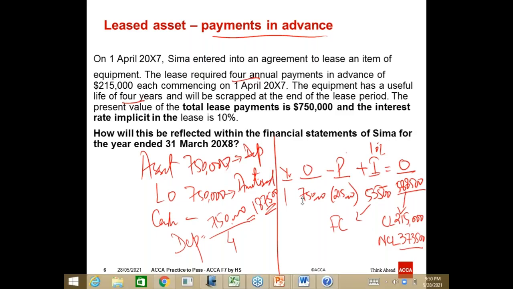So there are a few questions from the student side. Sometimes we have to deduct the initial cost. Initial cost, no. Initial cost or issue cost is deducted only when you are talking about the issue cost of the loan under IAS 32.